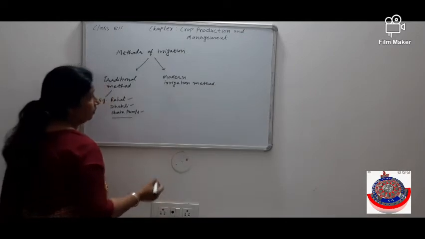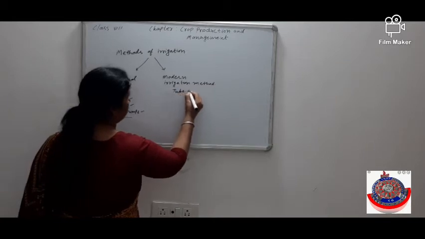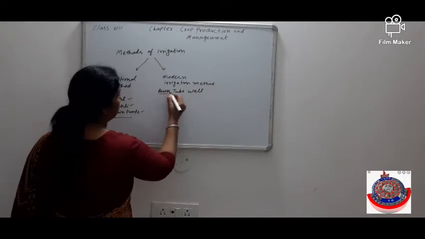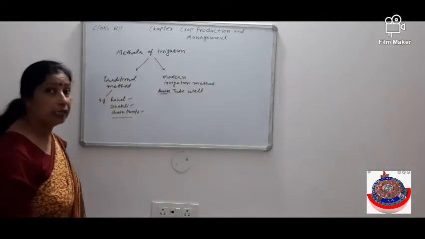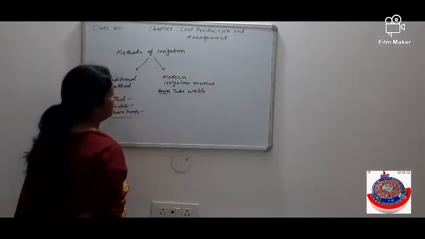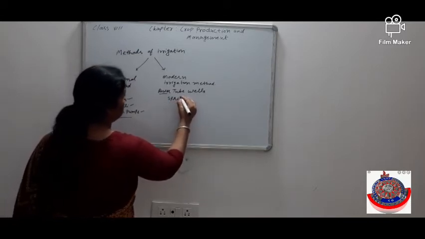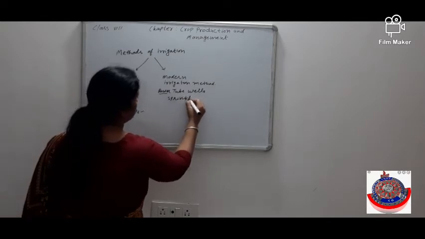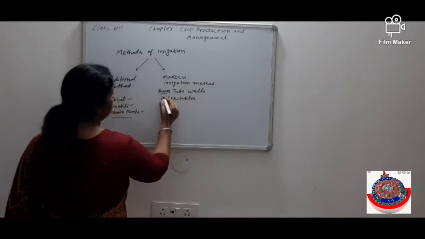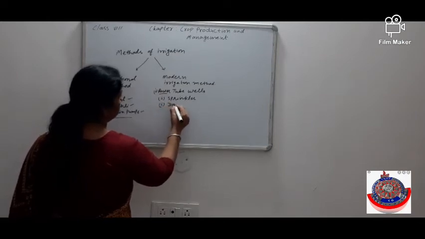Now modern irrigation methods. One is tube well, power tubes. It is called power tube because we use it with electricity. They work with electricity. Second is sprinkler method, and this is second, this is first, and third one is drip irrigation.